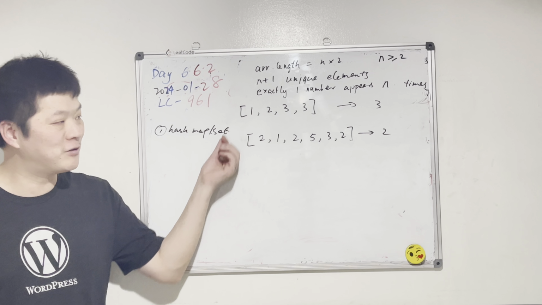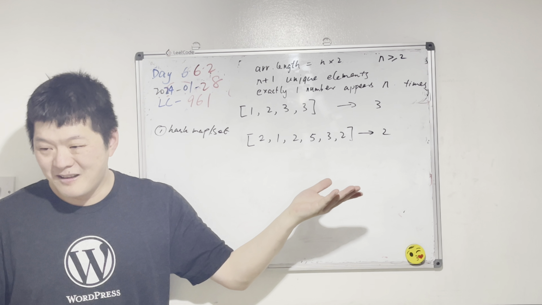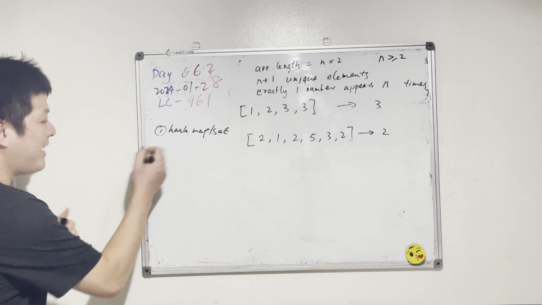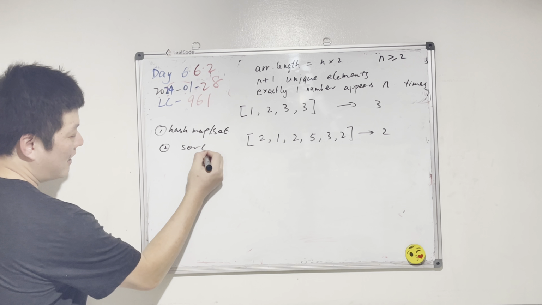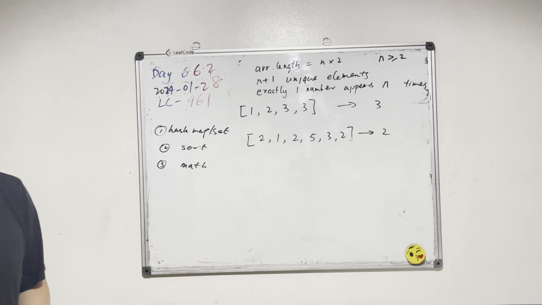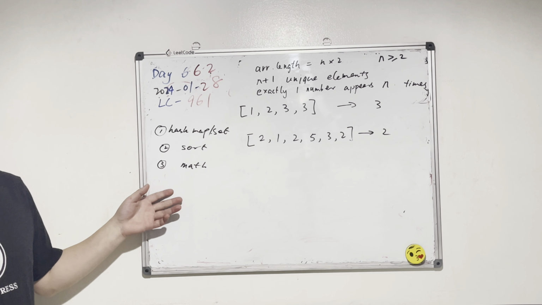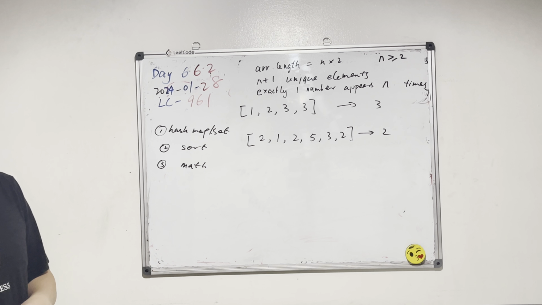And also we can sort it, right? If we sort it, then we can compare the next number. But that's basically brute forcing. Another way is to do the math. How do we do the math? You add them up.